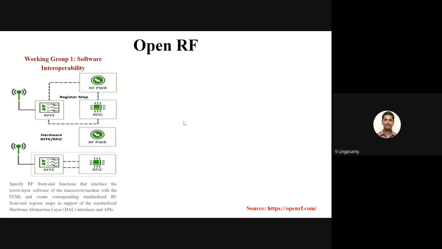For example, on software, what OpenRF has done is create a forum with three working groups, which work on, for example, the software perspective. They define the standard: this is how your software should be, this is how your hardware should be, this is how your interface should be, this is how your architecture should be, this is where you place your antenna, this is where you place your processor. Everything is clearly defined.